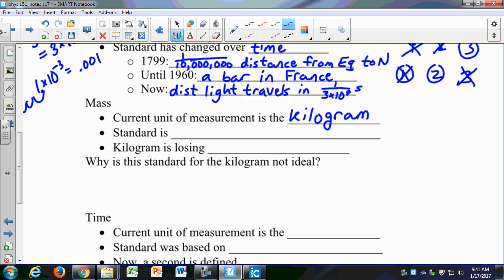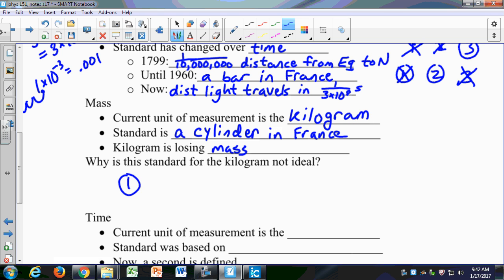The current standard for mass is a particular cylinder. If you were to guess, where would you say that cylinder is? It's in France. It's a cylinder in France, just like the bar used to be. They have the National Institute of Measurements or something. I don't know what it's called. But it's in France. A problem with this is that the kilogram is losing mass. So why is the standard for the kilogram not ideal?